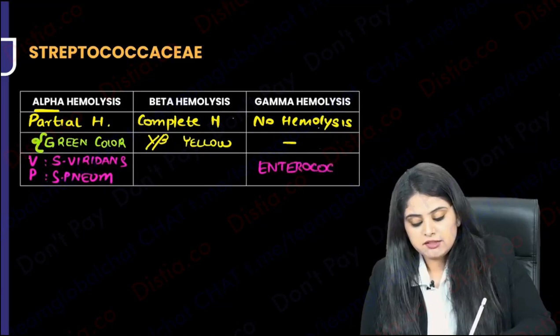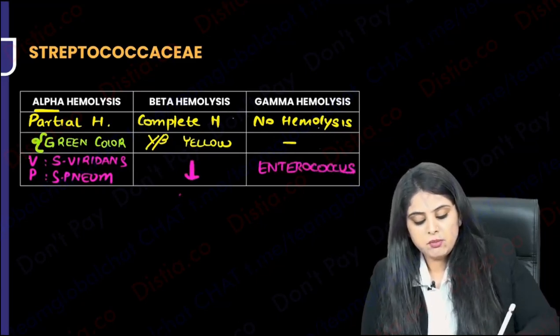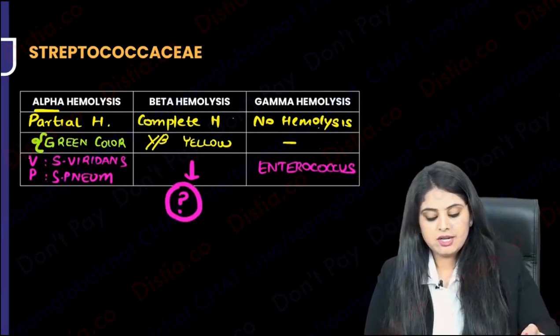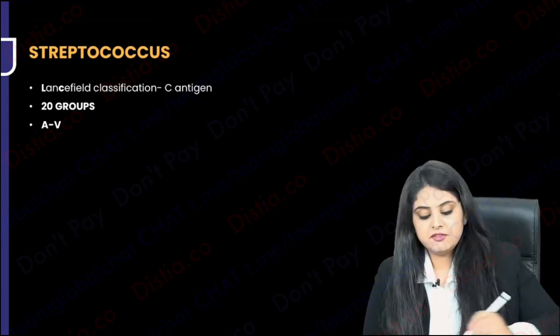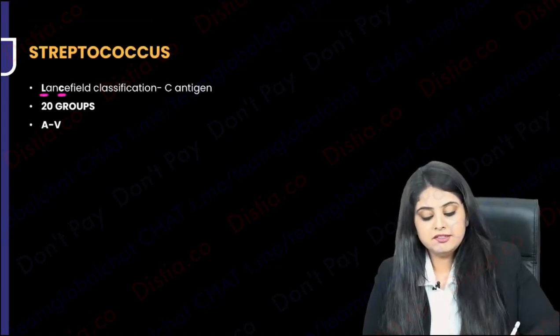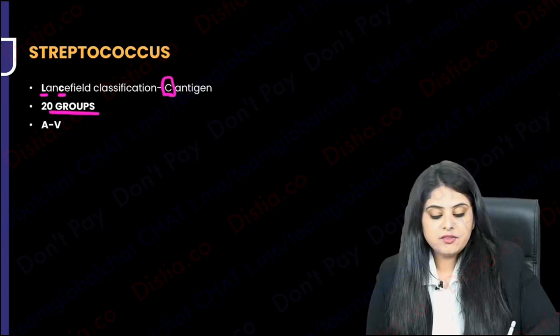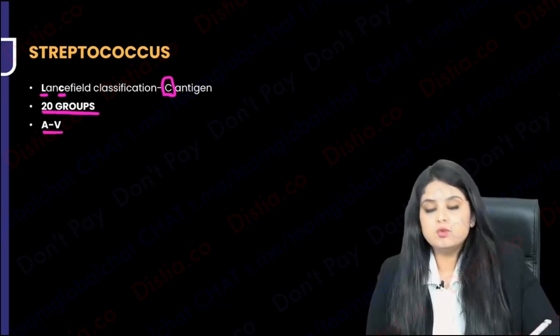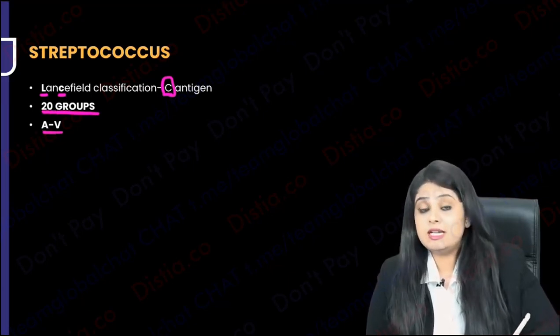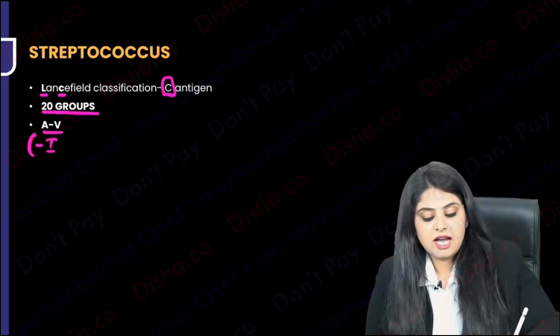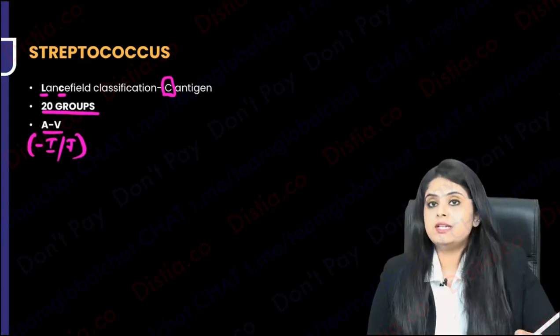So yes, what is the classification that I'm going to tell you about? For beta hemolysis, we have something called the Lancefield classification. Why have I highlighted the C over here? Because the basis of the Lancefield classification is the C antigen, and on the basis of that there are 20 groups, that is A to V, but A to V does not make 20 alphabets because that does not have any I and J. That is how you get 20 groups, right?